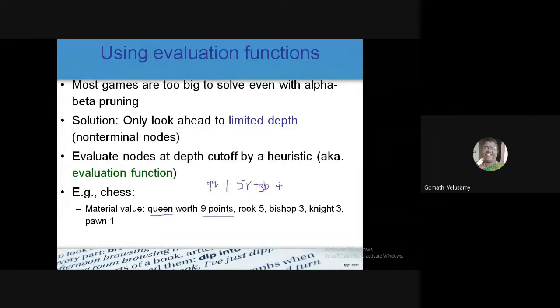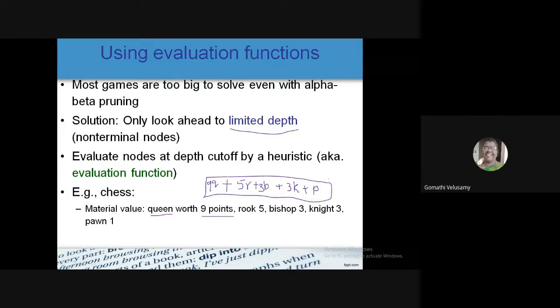Similarly, for knights, they give the score point as 3 into the number of knights. Suppose I represent it by k, plus pawns. For each pawn, the value is 1. So the number of pawns I am having is p, and p into 1 is p only. So this is the evaluation expression I am getting for deciding, on the intermediate state or at the limited depth, who will be the expected winner and who will be the expected loser.